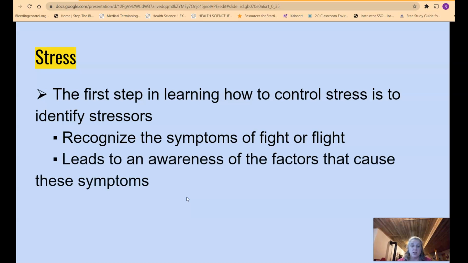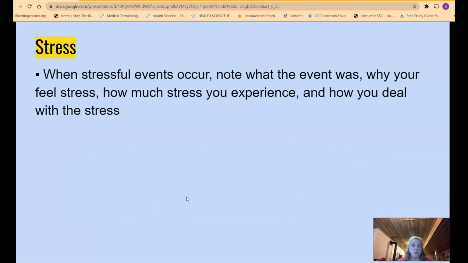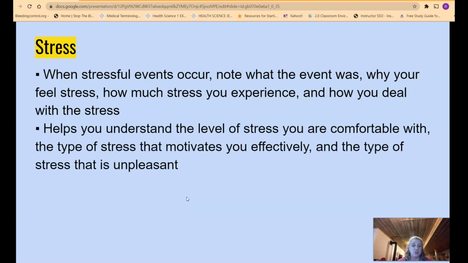Recognize the symptoms of fight or flight. It leads to an awareness of the factors that cause these symptoms, and you can also keep a list or a diary of stressors to evaluate ways to deal with them, or ways to eliminate them if possible. When stressful events occur, note what the event was, why you feel stressed, how much stress you experienced, and how you dealt with the stress. It helps you understand the level of stress you're comfortable with, the type of stress that motivates you effectively, and the type of stress that is unpleasant.